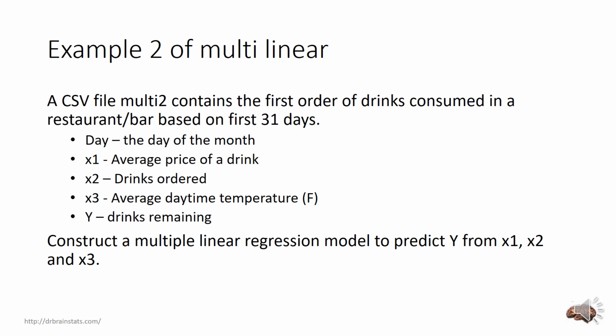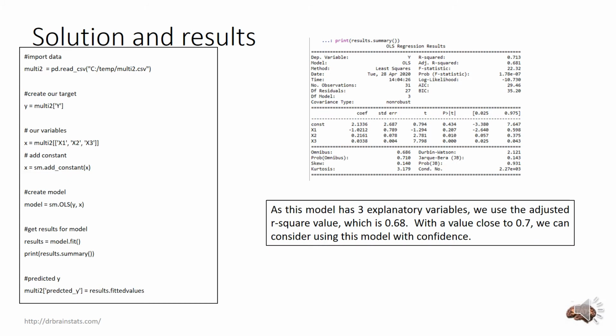This brings us to our second example of a multilinear regression. A CSV file called multi2 contains the first order of drinks consumed in a restaurant or bar based on its first 31 days. We want to construct a multiple linear regression model to predict the drinks remaining from the average price of a drink, the drinks ordered, and the average daytime temperature. So as before, we will import our data, set our target, create our variables, add the constant, create the model, and produce our results.